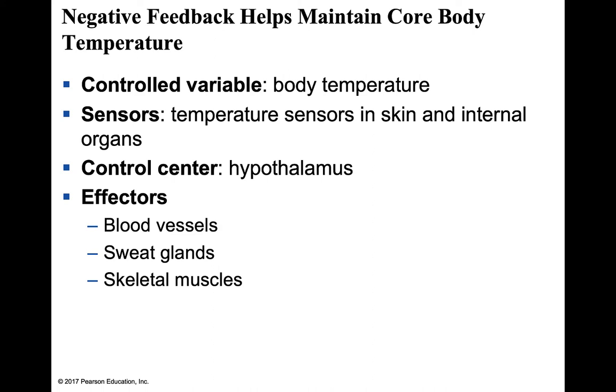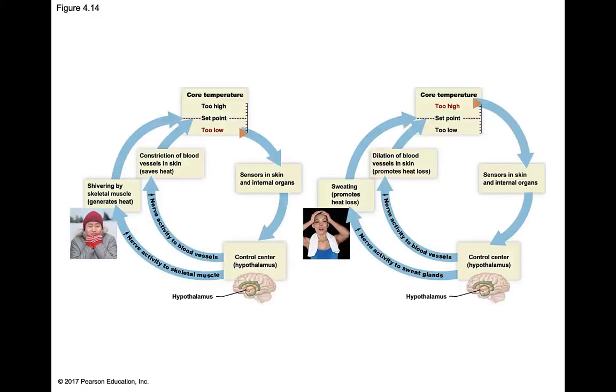Now, the effectors are going to be blood vessels, sweat glands, skeletal muscle. Okay, so those are the things that are going to be activated by the control center to bring temperature back to what its set point should be. So here, exactly what we saw previously, except now we're looking at core temperature.